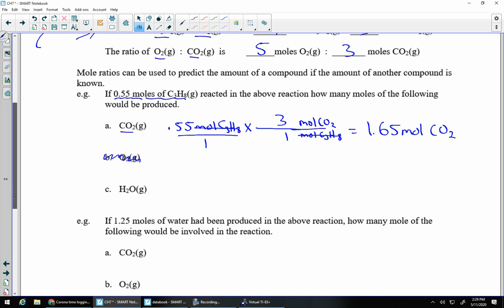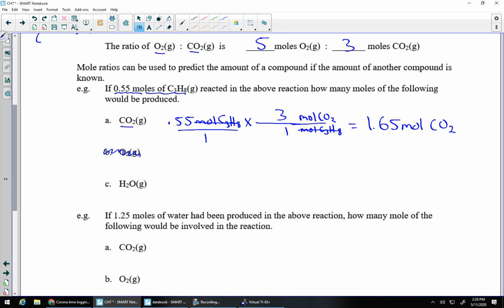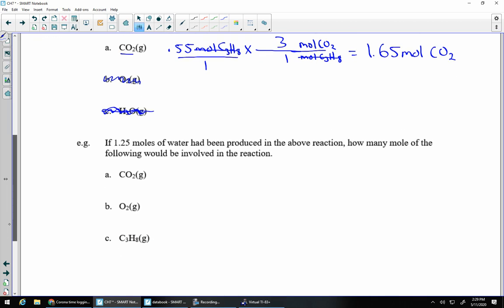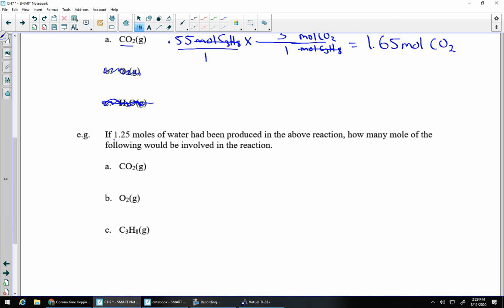Let's try one more, and then we'll probably skip the second example because it's more of the same stuff. Actually, let's just look at the next example. So now I've got 1.25 moles of water. Cool.